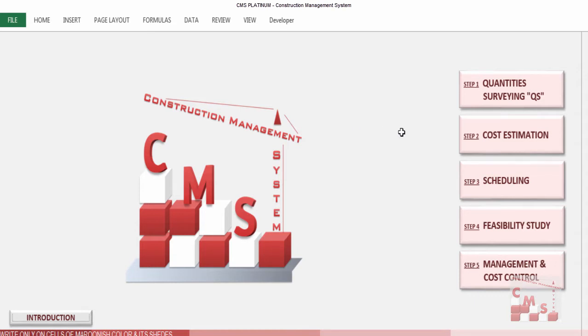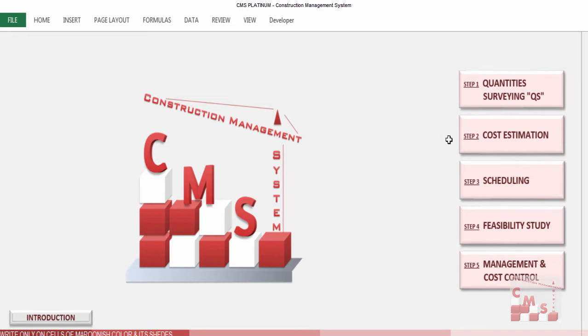Today we'll start in CMS the second step, which is the cost estimation, as we completed in the last video all the requirements for the quantity surveying of the project. So let's start now the cost estimation. How will CMS deal with cost estimation? Actually, during our work and our process in quantity surveying, CMS started already his calculations in cost estimation.